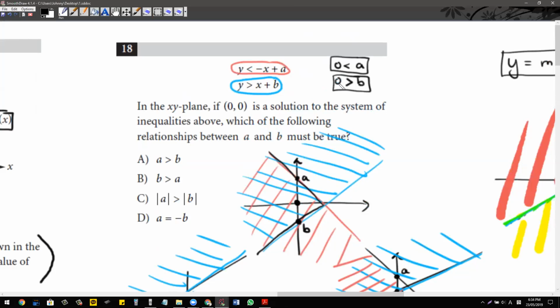So, wait, does that make it C, because it has to be greater?